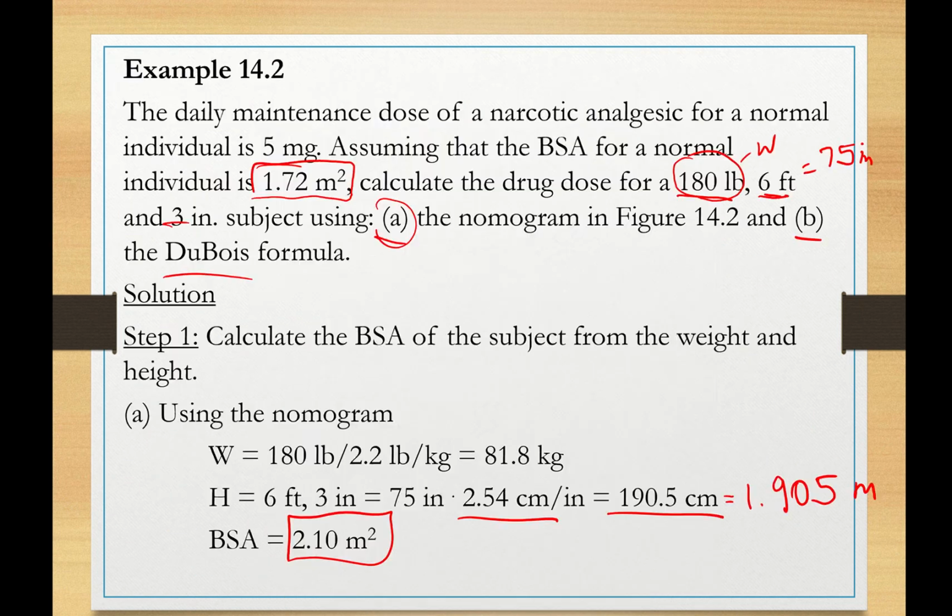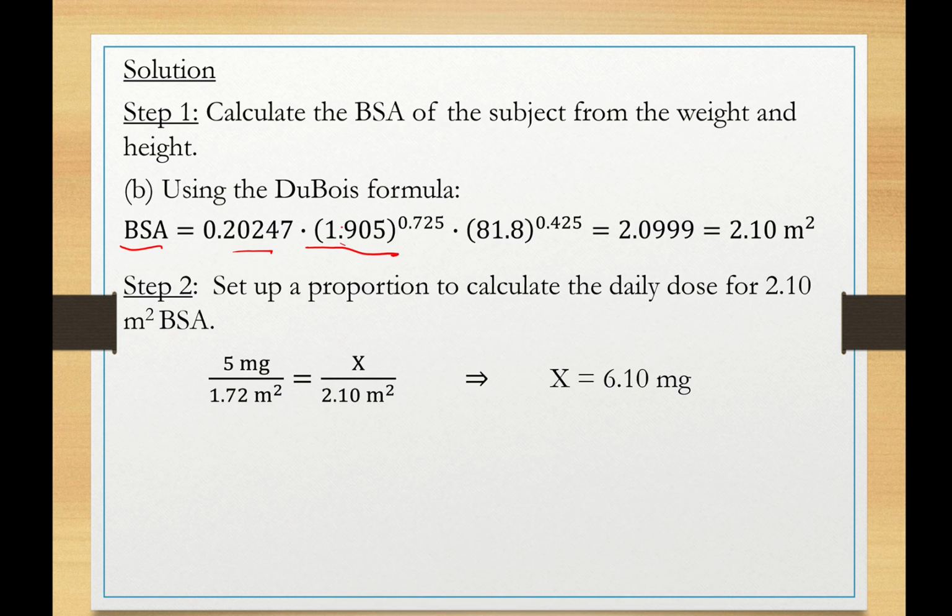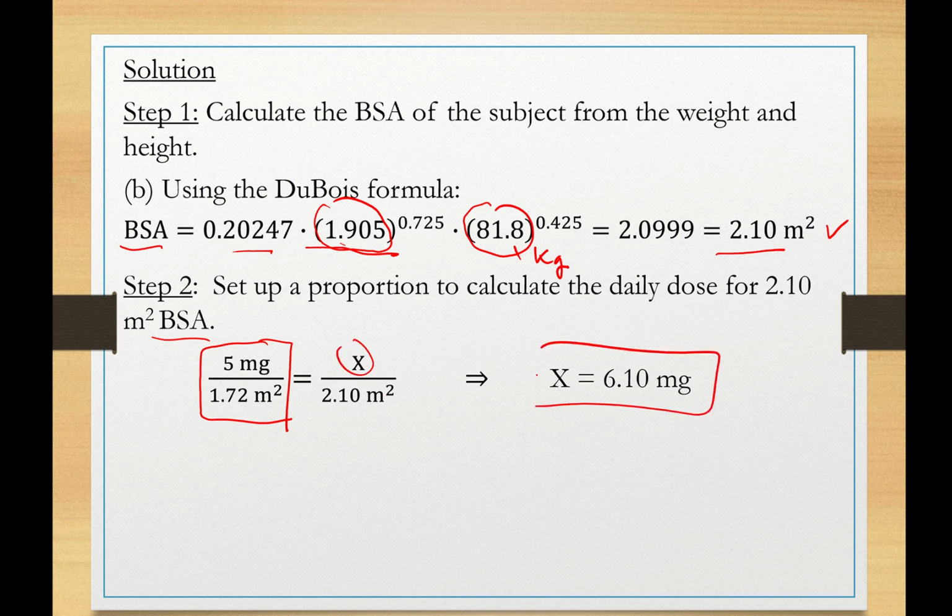So I'm coming back to the formula. So this is the meters, the height, and this is the kilograms. And I get the same answer. Now that I have the BSA as 2.10 meters squared, 5 milligrams is the dose for a normal individual, for which the BSA is 1.72 square meters. For 2.10 square meters, how much? So X is equal to 6.10 milligrams. So this is how you calculate the dose of an individual.